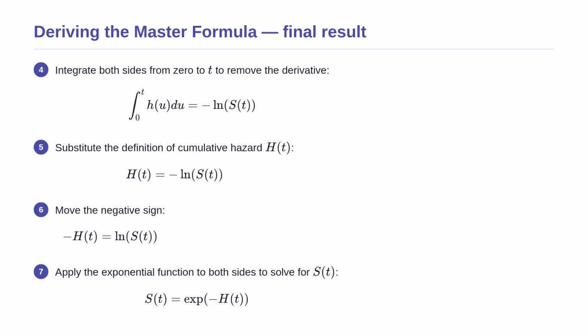Continuing our derivation, we want to remove that derivative, so we integrate both sides from time 0 to t. Integrating the hazard function gives us the cumulative hazard function, capital H of t, on the left. On the right, the integral cancels the derivative, leaving just the negative natural logarithm of the survival function. We move the negative sign over, showing that total accumulated risk is directly proportional to the logarithm of your survival chance. Finally, to isolate the survival function, we apply the exponential function to both sides. And there we have it. The master formula is proven, directly linking accumulated risk to survival probability.